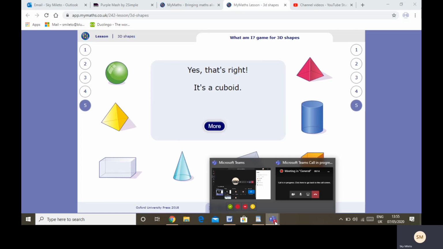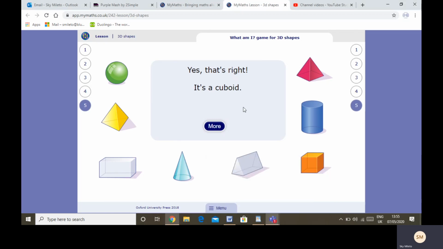Hope you enjoyed today's lesson. Okay, if you want to make any 3D shapes, there are what we call nets online. You could print them off and have a go at making them. Don't need to, it's not a requirement, or you could try and draw some 3D shapes if you want to.